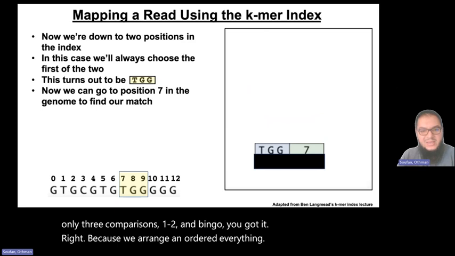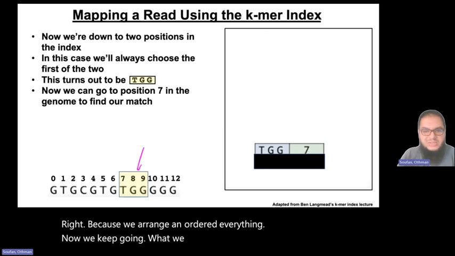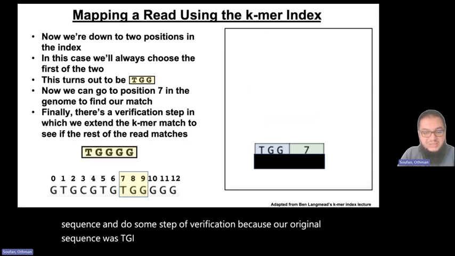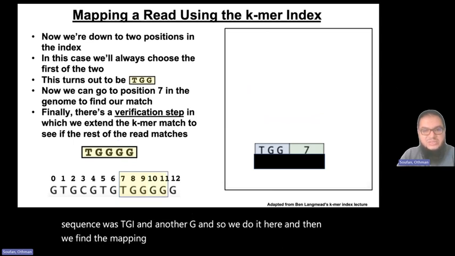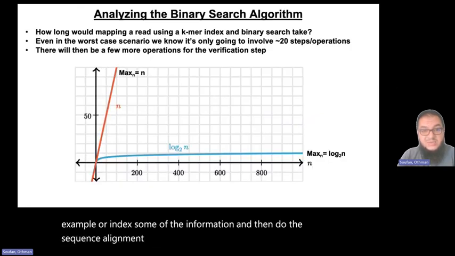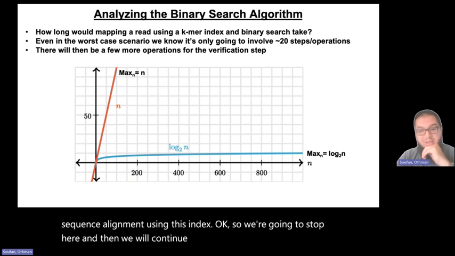Now we need to go back to the original sequence and do a step of verification, because our original sequence was TGG and another G. So we do it here, and then we find a mapping. And so this is how we use this to find, or index some of the information, and then do the sequence alignment using this index. Okay, I'm going to stop here, and then we will continue in the coming part.